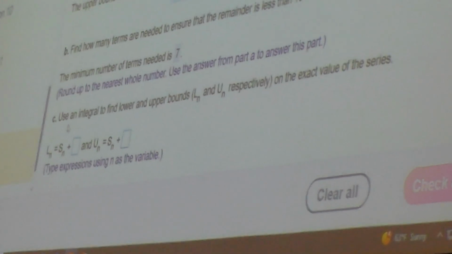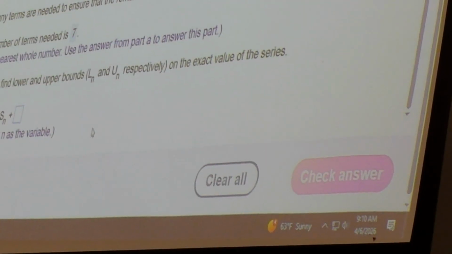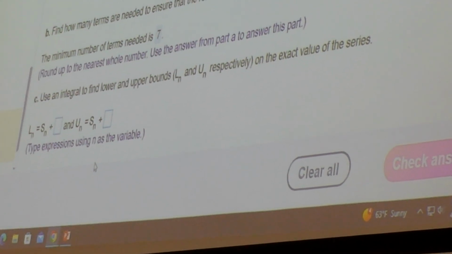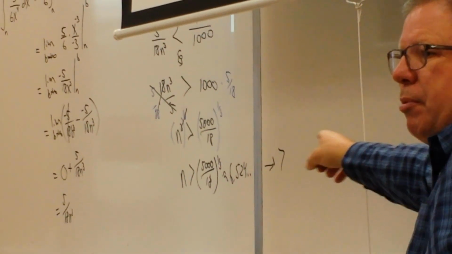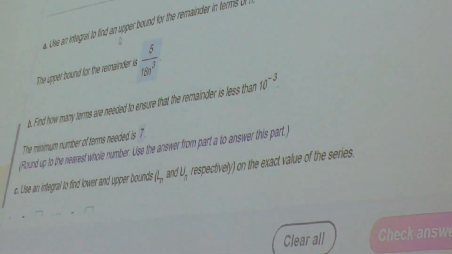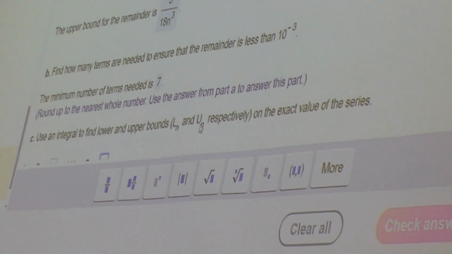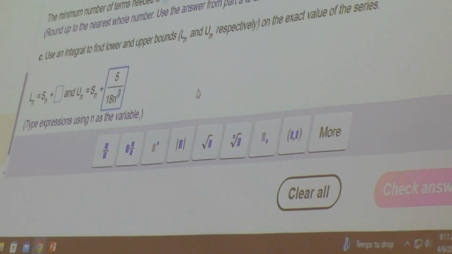All right, now it says, use an integral to find the lower and upper bounds, L sub n and U sub n respectively, on the exact values of the series. So we already have our upper bound here. See up here? Find an integral to find the upper bound. That's this, 5 over 18n cubed. That's the answer here, 5 over 18n cubed.